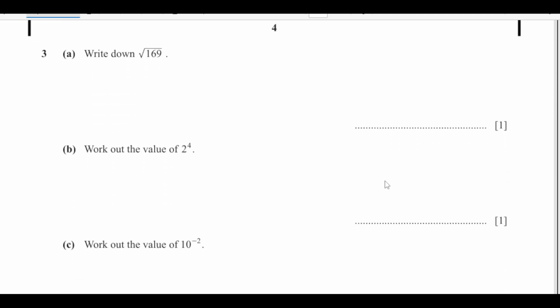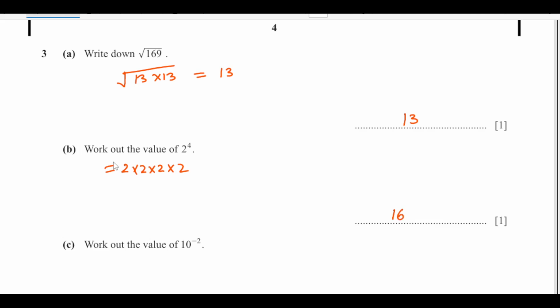Now let's see what is the next question. We have, write down the square root of 169. So 169 can be written as 13 times 13, and when you take the square root, this will be 13. Remember that this is a non-calculator paper, and you have to do all the calculation on your own, because you will not have a calculator there, right? Work out the value of 2 power 4. 2 power 4 means we are multiplying 2 four times. So 2 times 2 is 4, times 2 is 8, times 2 is 16. So 16.